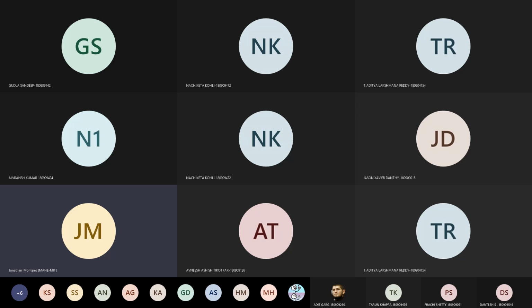So this is class 18 with respect to bevel gears, and in the previous class we had just introduced a problem. Now we'll continue solving it.